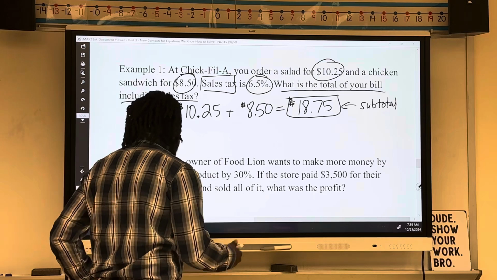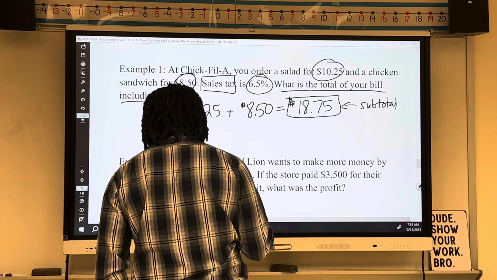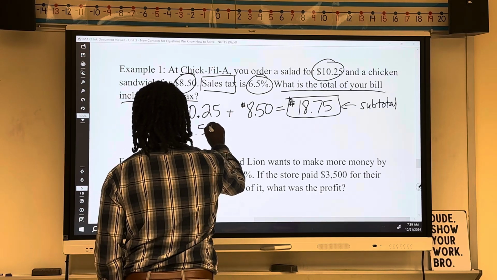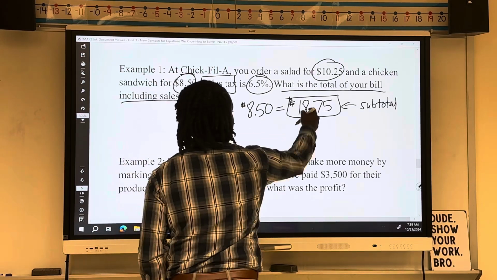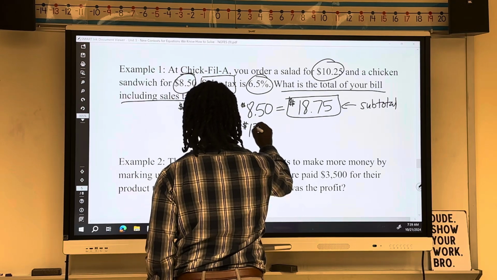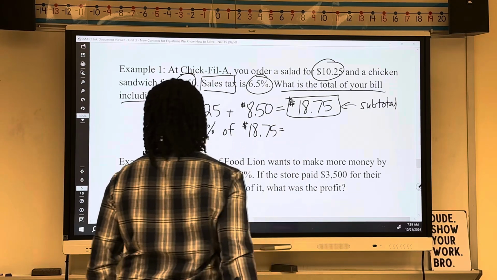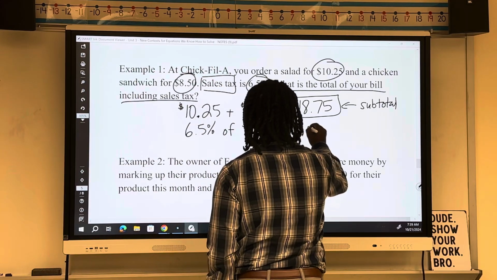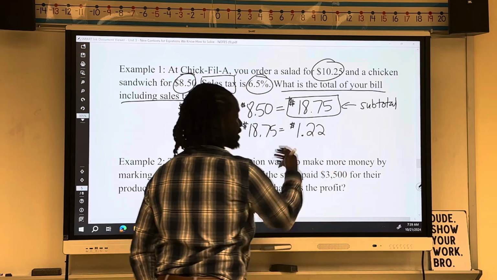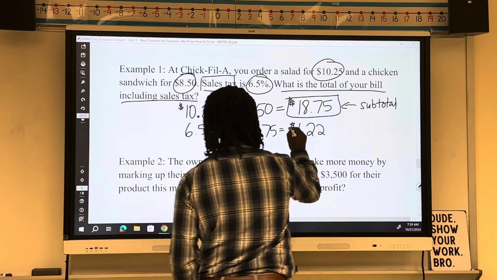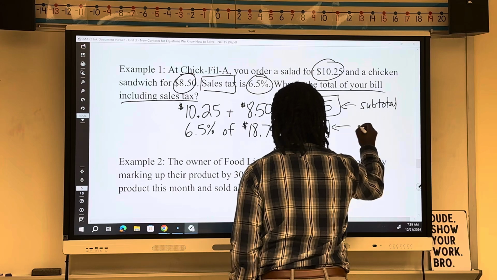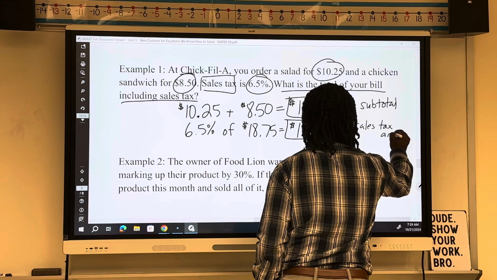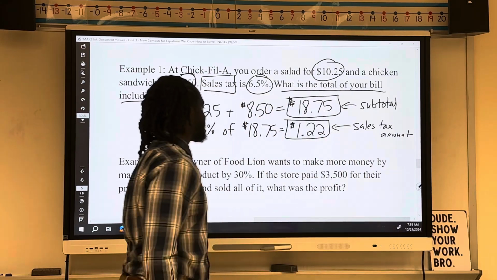All right, and so now I need to find how much am I going to pay in taxes? Well, to do that, I'm going to take the 6.5% of the subtotal, which is $18.75. And when I multiply that, I'm going to end up with $1.22. And so here I rounded it to the second place. And so I want us to understand that this right here is the sales tax amount. This is how much I am paying for the sales tax.